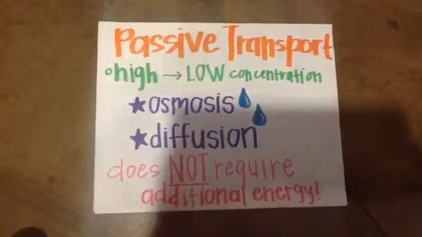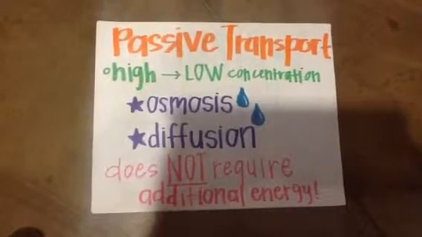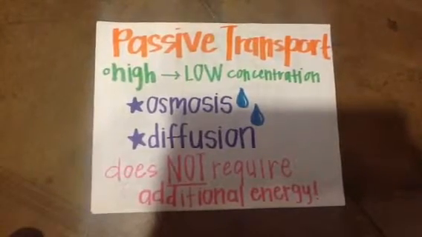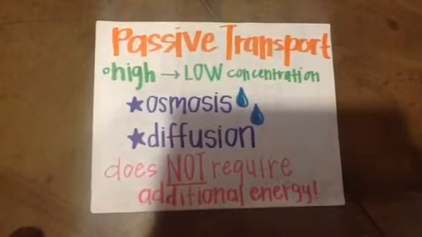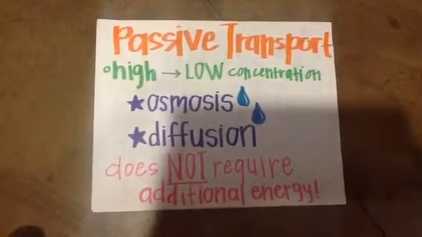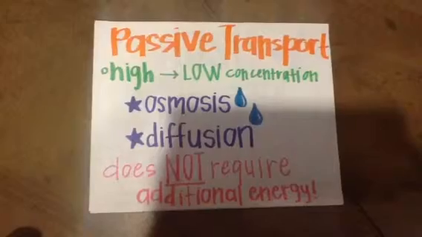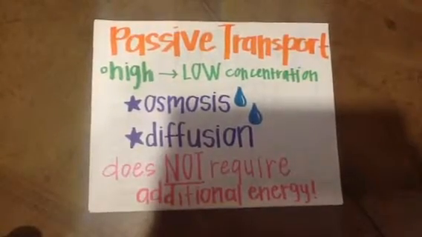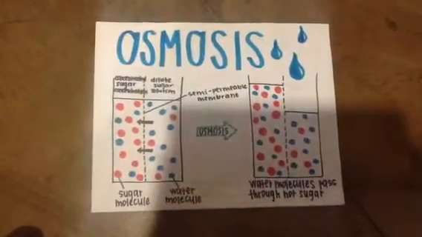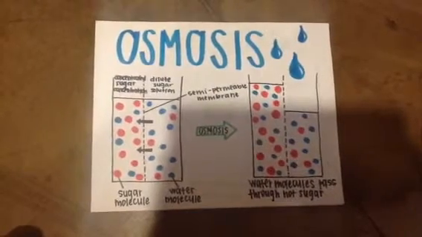Passive transport is the movement of molecules down a concentration gradient from a region of high concentration to a region of low concentration. There are two types: diffusion, which is random movement of molecules and other particles, and osmosis, which is a specific type of diffusion of water across a membrane. Osmosis only occurs with water molecules.